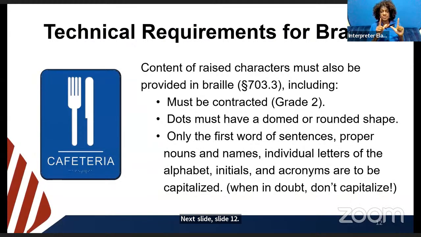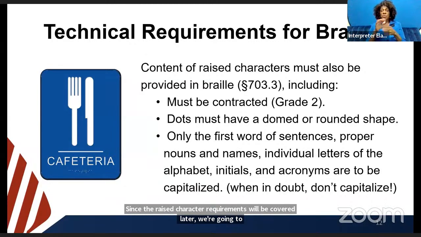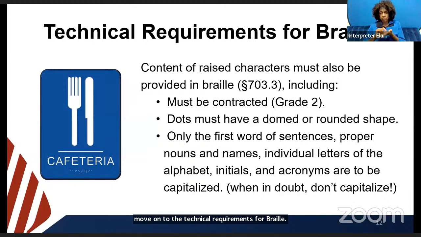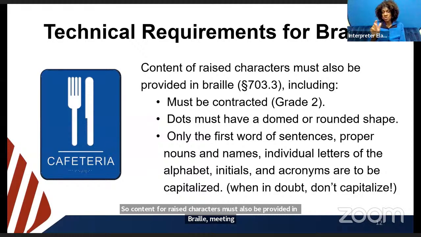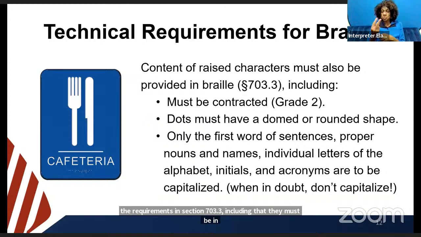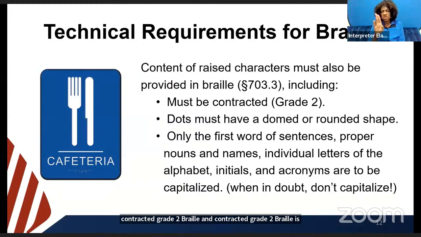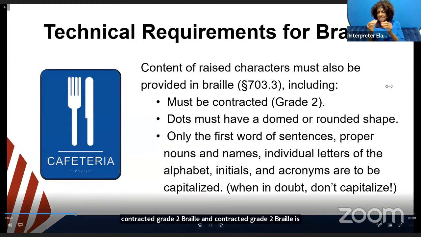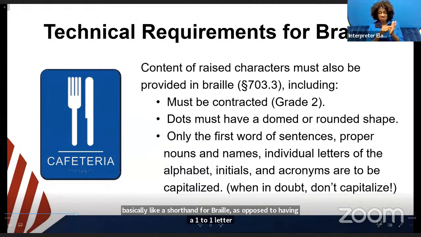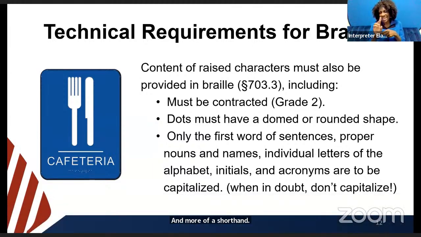Next slide, slide 12. And since the raised character requirements will be covered later, we're going to move on to the technical requirements for Braille. So content for raised characters must also be provided in Braille, meeting the requirements in section 703.3, including that they must be in contracted grade 2 Braille, and contracted Braille or grade 2 Braille is basically like a shorthand for Braille, as opposed to having a one-to-one letter correspondence with the print characters. Braille is contracted and more of a shorthand. Okay, the dots must have a domed or rounded shape so that they're easy for somebody to slide their fingers across and not have to encounter any sharp edges.